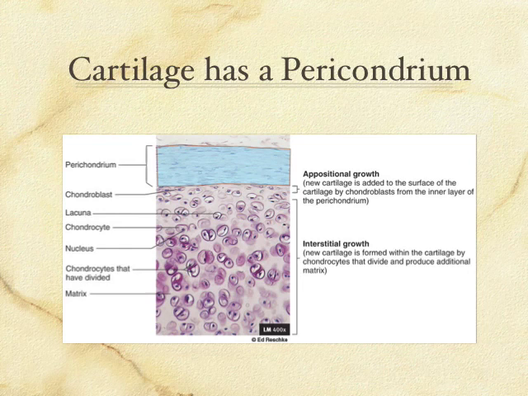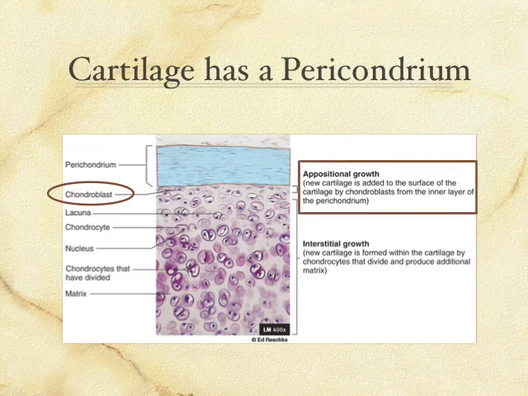But like the periosteum of the bone, remember we said the periosteum of the bone has a layer of osteoblasts under it, right? So the perichondrium is going to have a layer of chondroblasts right under there. And this is what is called appositional growth, where new cartilage is added to the surface of the cartilage by chondroblasts just under the perichondrium. So the cartilage can get bigger and bigger and bigger.